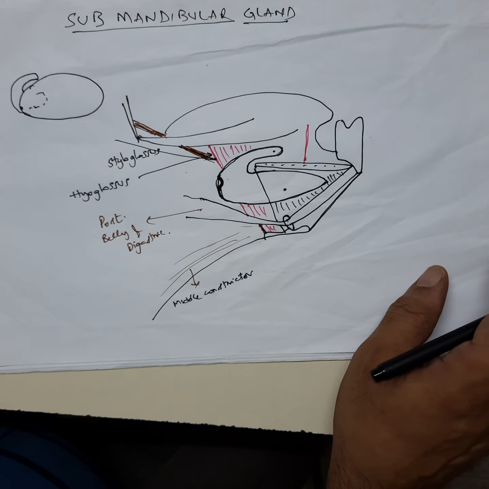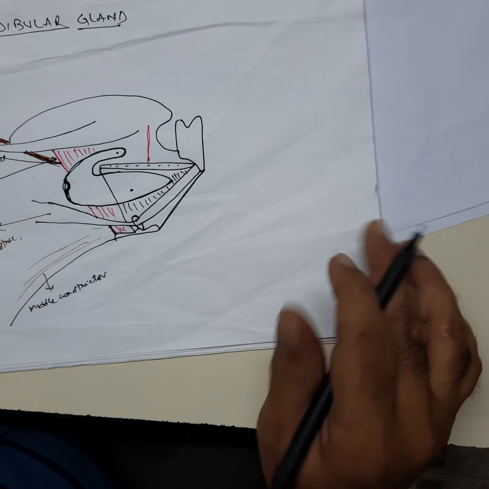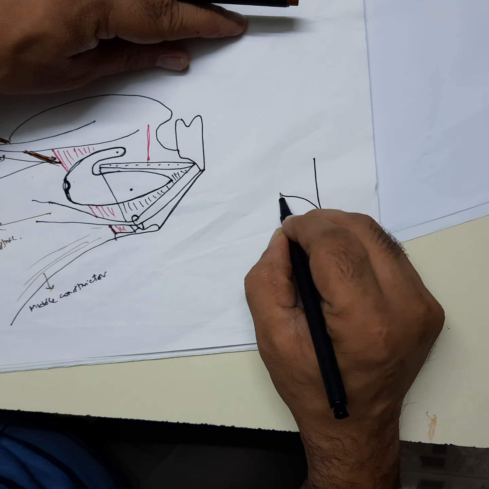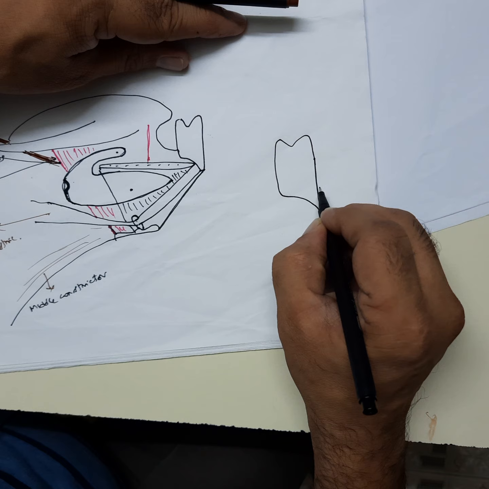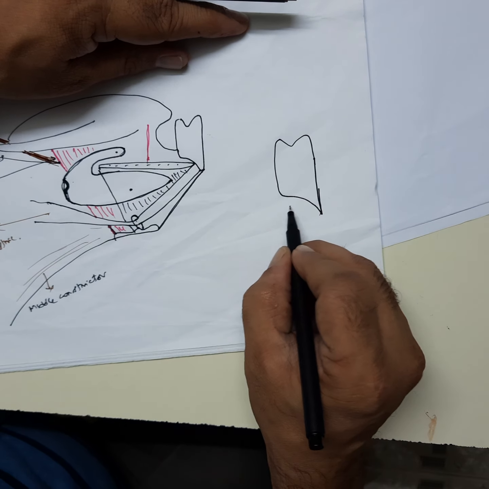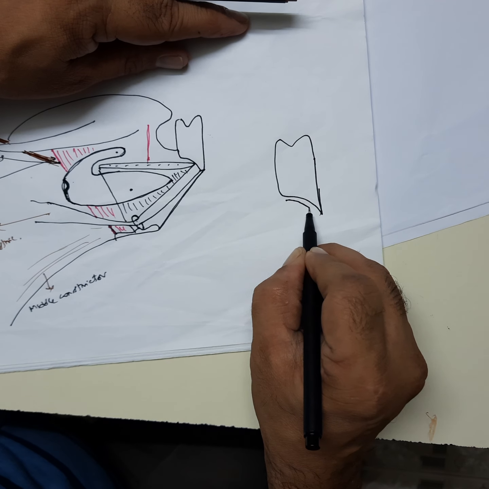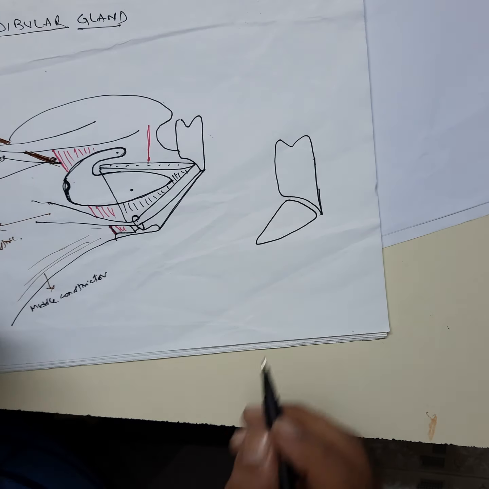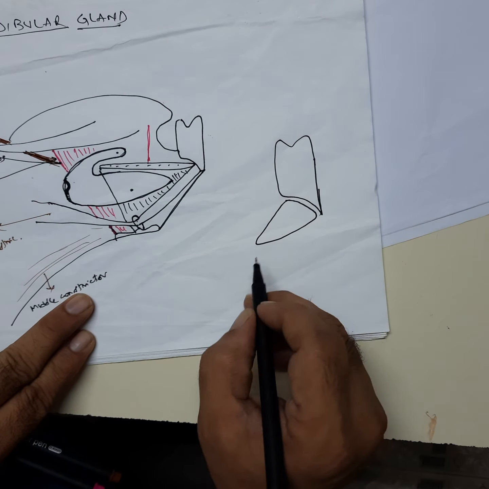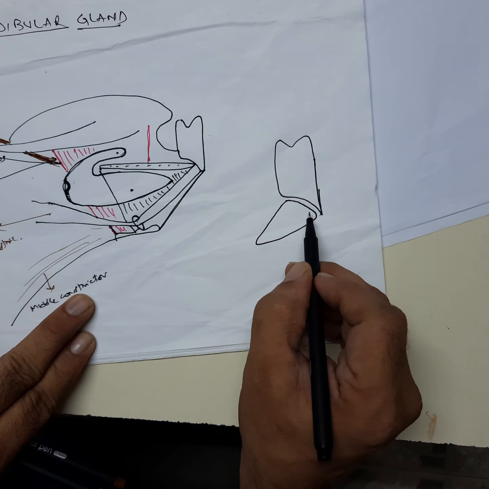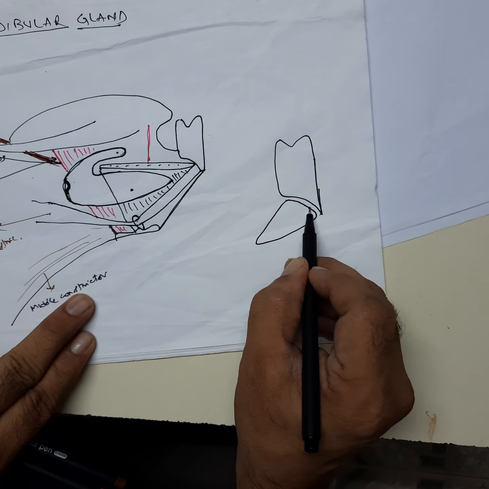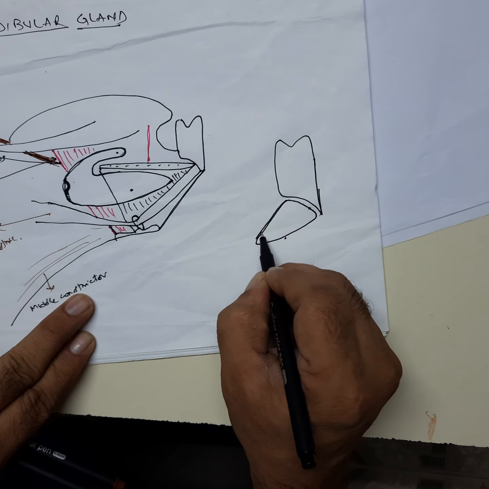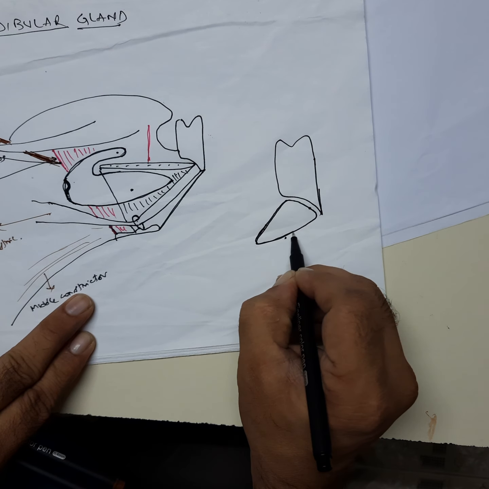If we see it crosswise, if this is the mandible, the superficial part will be like this, and by seeing this you can easily see one lateral surface, one inferior surface and one medial surface. Three surfaces are there like this.